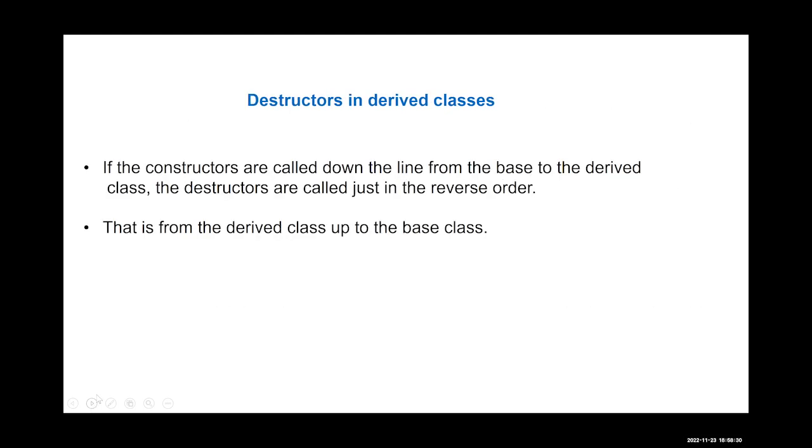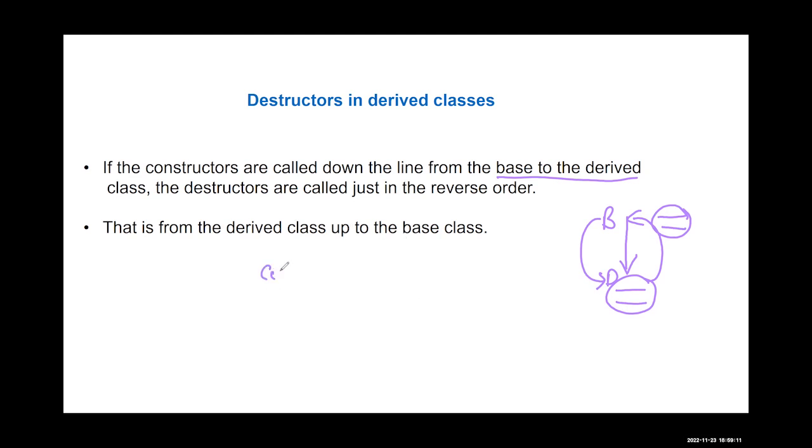Next is the destructor. How does a destructor work? We know that it works in the opposite way. If the constructors are called down the line from the base, usually when I'm initializing, it is first initialized in the base and then it moves to the derived class, whereas the destructor happens the other way. That is, the destructor in the derived class gets called first, executed first, and then in turn it calls the base class destructor and then that gets executed. Okay, so this is the flow, derived class up to the base class.